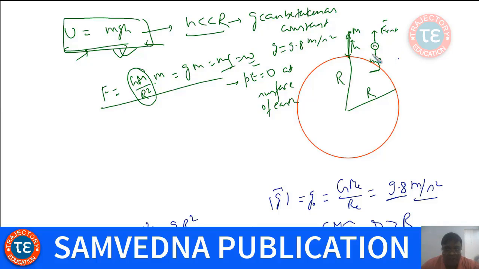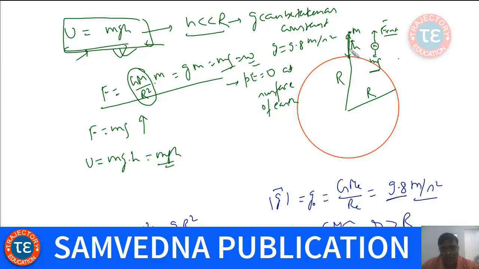See, when I discussed the definition of potential, I told you, when you define potential, you have to bring this body quasi-statically. You should not accelerate it. That's why the external agency has to apply force mg, that is equal to the force which earth is applying on that body. So the force applied by the external agency is mg in the upward direction.